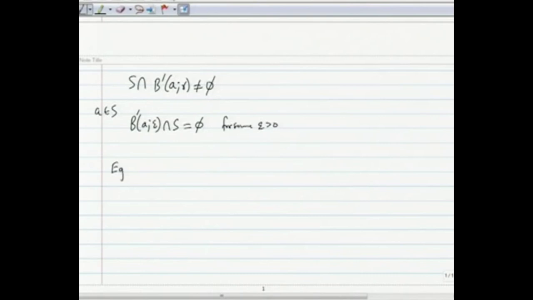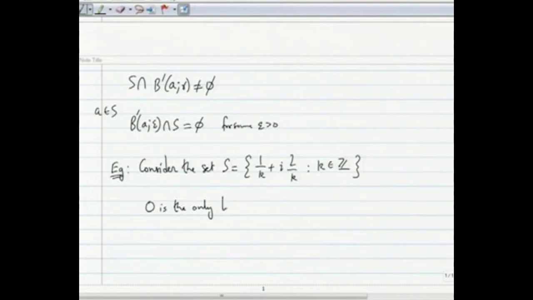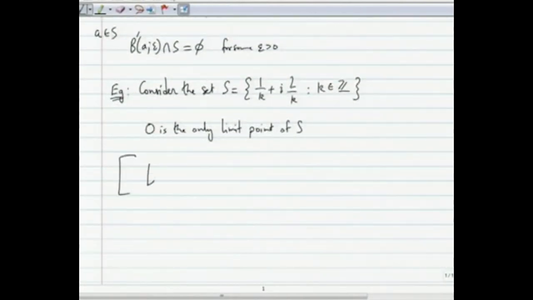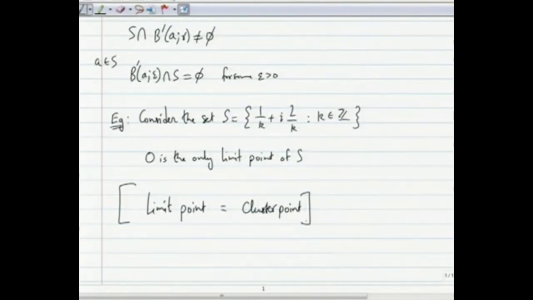And we will see one more example here. So, consider the set S equals 1 by k plus i times 2 by k, such that k is an integer. Okay, so this is our set. What we are going to show is that 0 is the only limit point of S. Please note, in literature, some textbooks call a limit point a cluster point. So there is another name for this limit point. We will show that 0 is the only limit point of S.